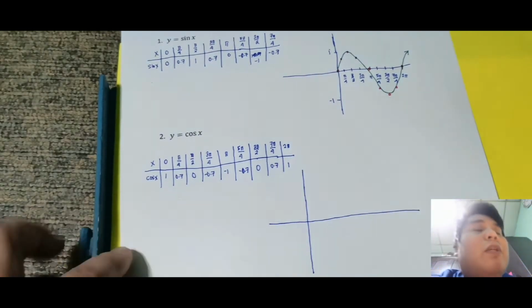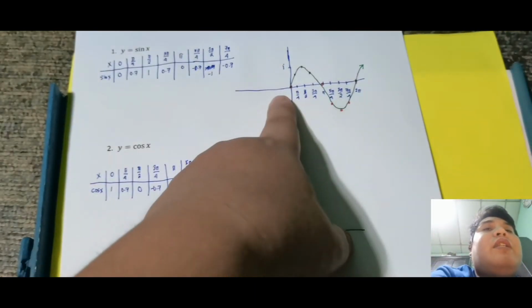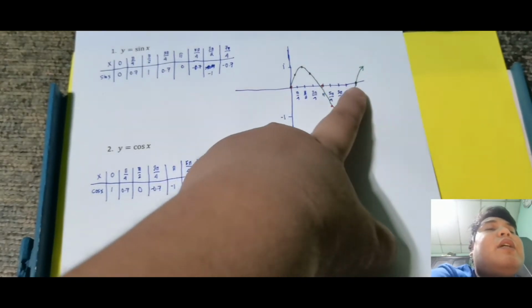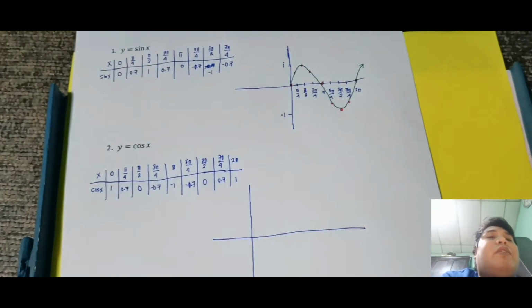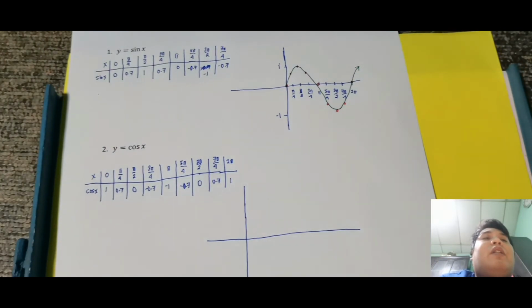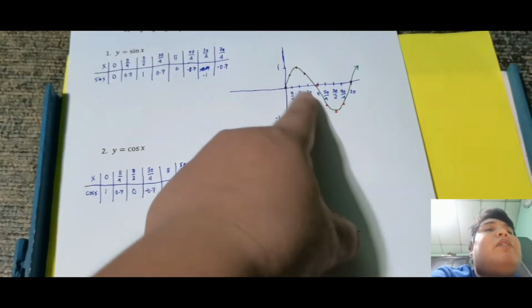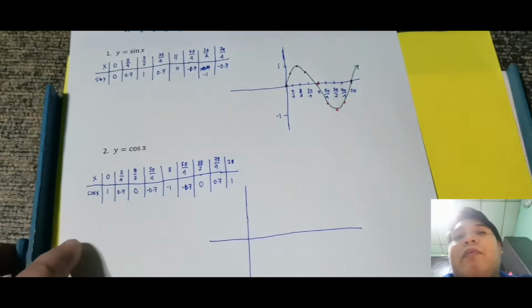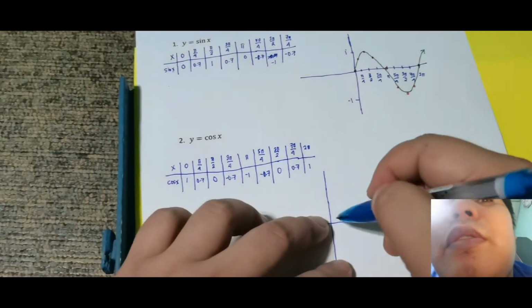So let's check. If you noticed, the sine wave, or sine x, crosses the x-axis at 0, pi, and 2 pi. Okay, it crosses the x-axis. Then it attains its maximum and minimum values at pi over 2. Maximum value is 1, minimum value is negative 1. So here, similarly, let's label those.